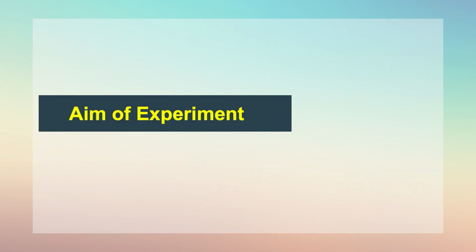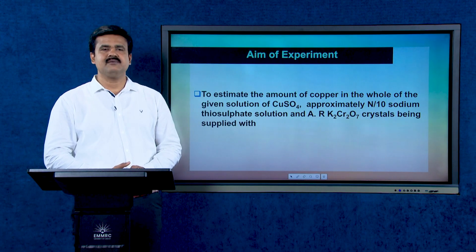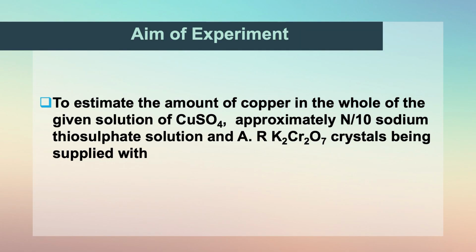Now, aim of the present experiment. The aim is to estimate the amount of copper in the whole of the given solution of copper sulfate. Approximately N/10 sodium thiosulfate solution and AR potassium dichromate crystals are supplied.